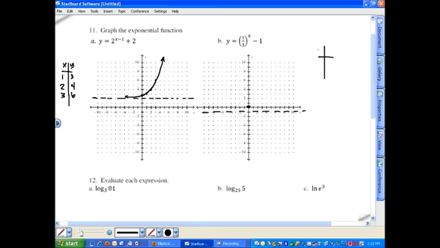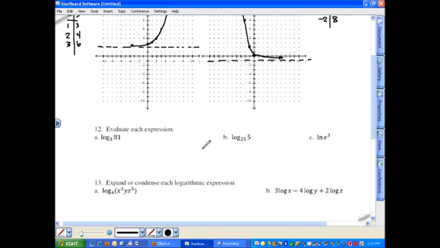So for our x table, I'm going to choose values on the left side of the y-axis. If x is negative 1, 1/3 to the negative 1 is 3. 3 minus 1 is 2. Okay. And 1/3 to the negative 2 is the same as 3 squared, which is 9. 9 minus 1 is 8. So negative 2 comma 8. This is a graph like that.